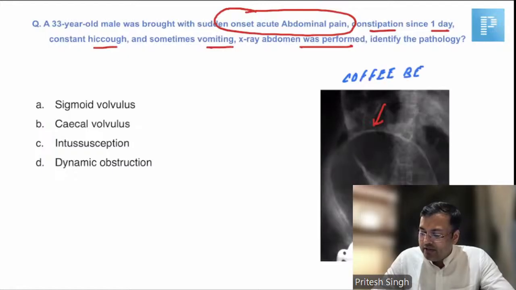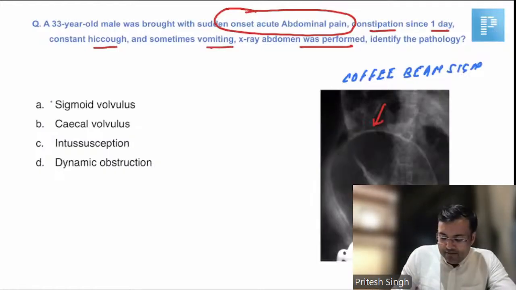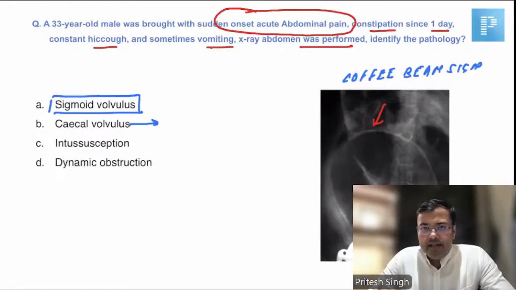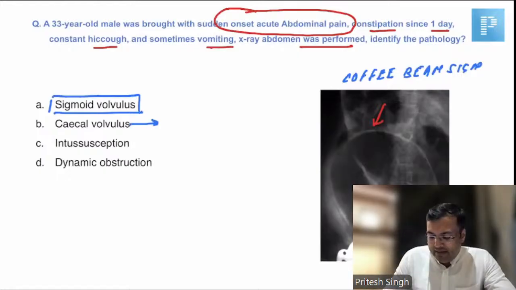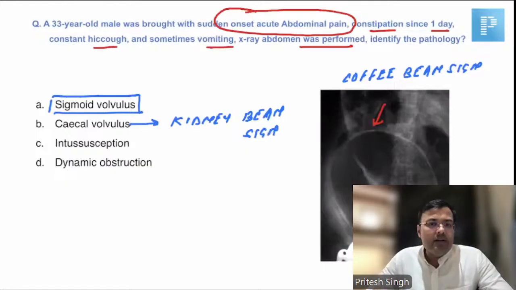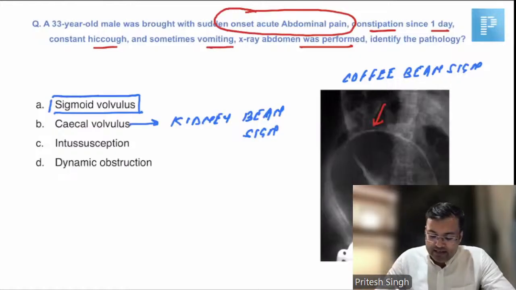Clear? And you know that this coffee bean sign is seen in sigmoid volvulus. So this is the classical finding of sigmoid volvulus. Can you tell me what kind of bean is seen in cecal volvulus? In cecal volvulus, there is kidney bean sign. In intussusception, there is target sign, meniscus sign on X-ray. Clear, guys?